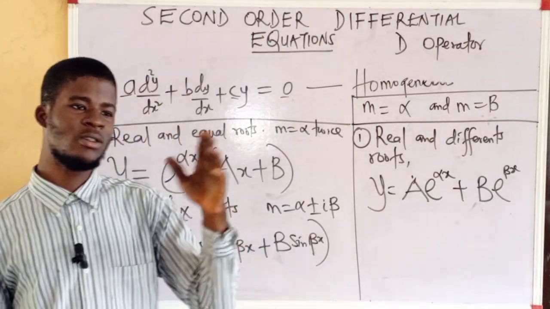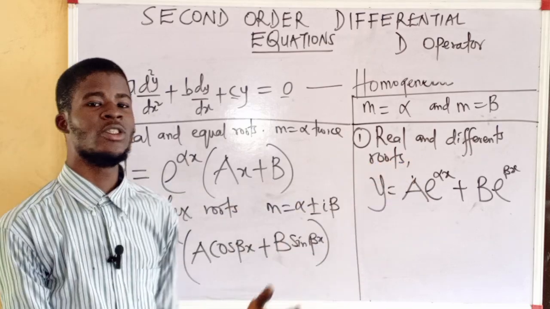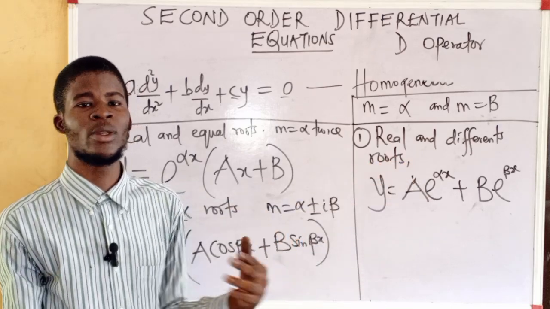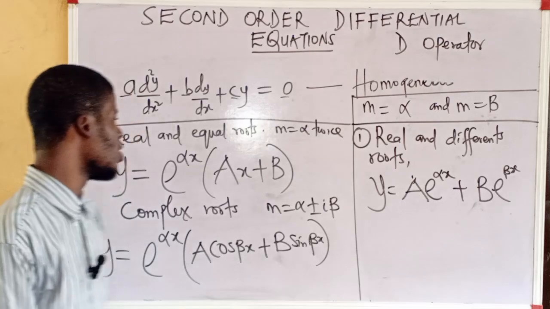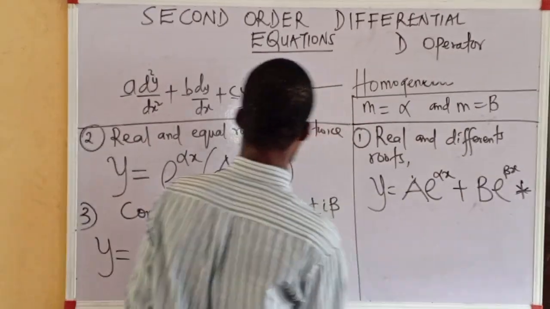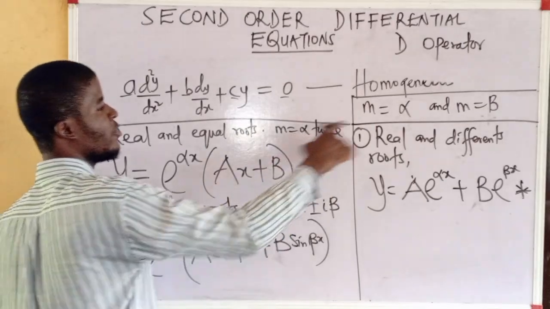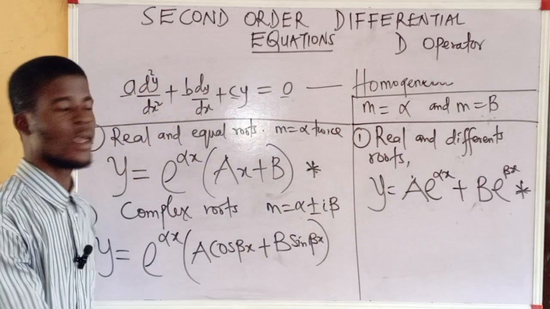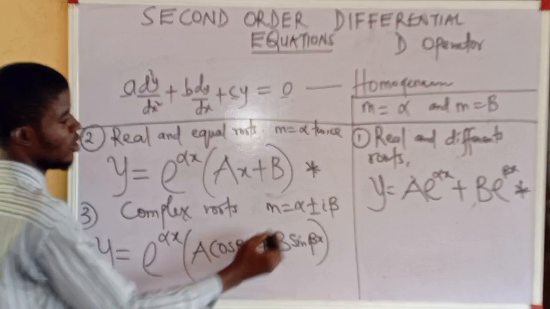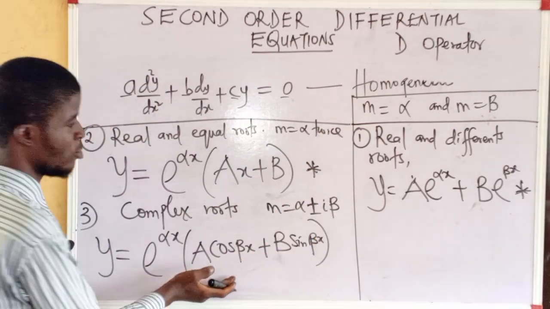To obtain the particular solution, we will make use of the initial conditions in the case where the problem is an initial value problem. So this is it for real and different roots. This is it for real and equal roots, where alpha and beta are equal. And when we have complex roots, this is the form of the general solution.